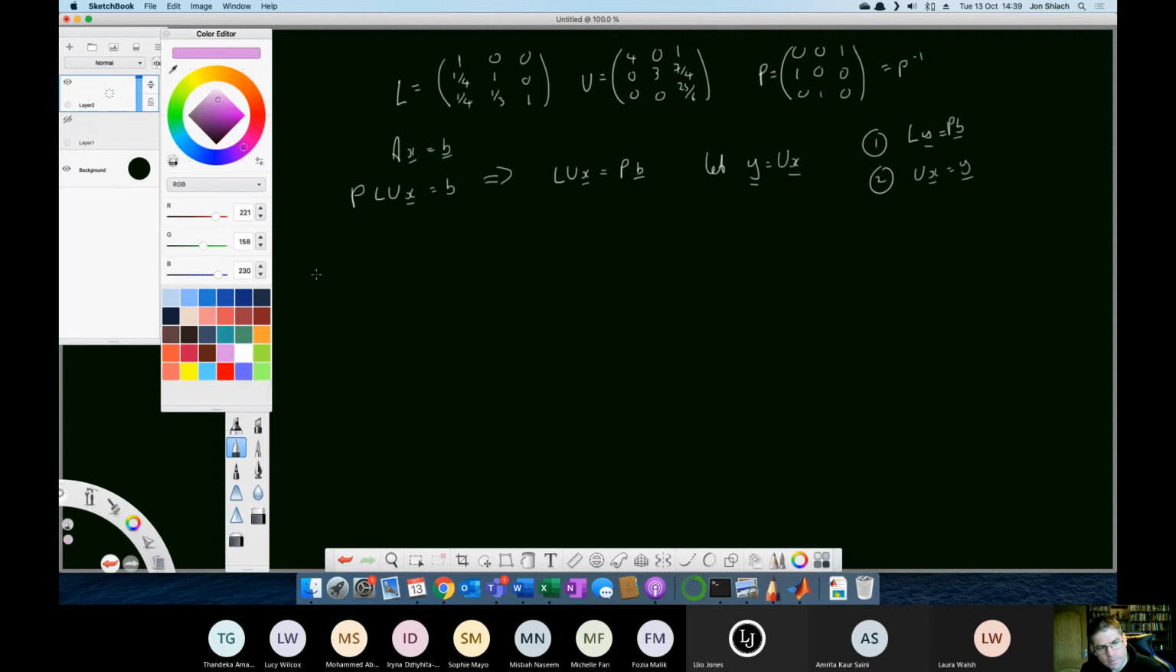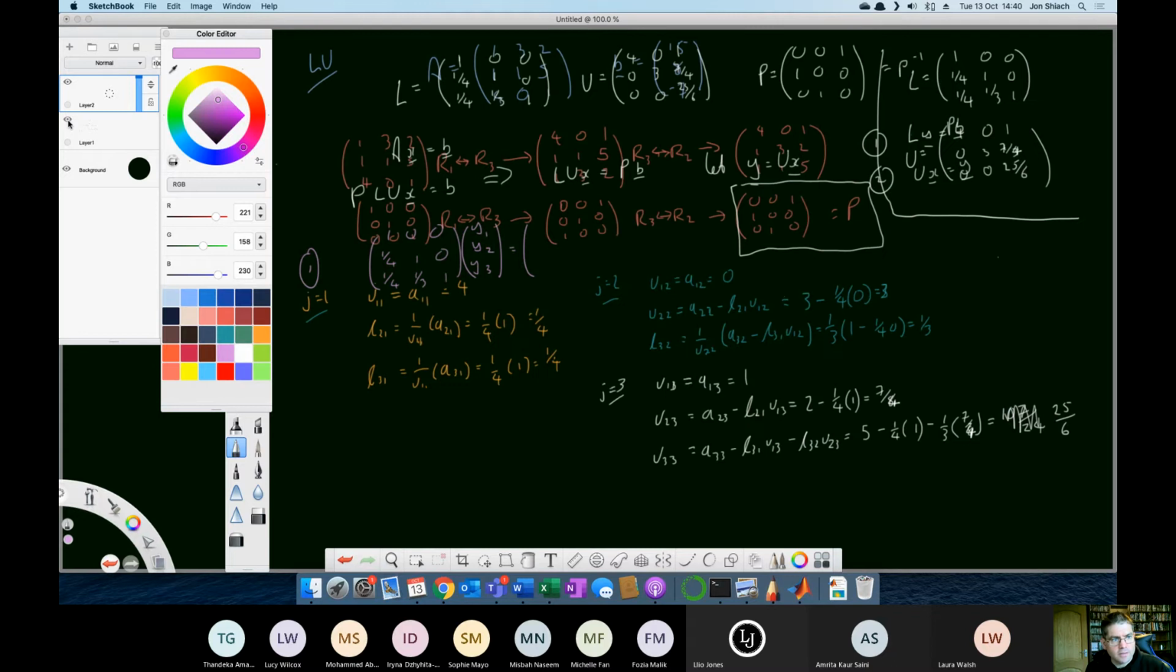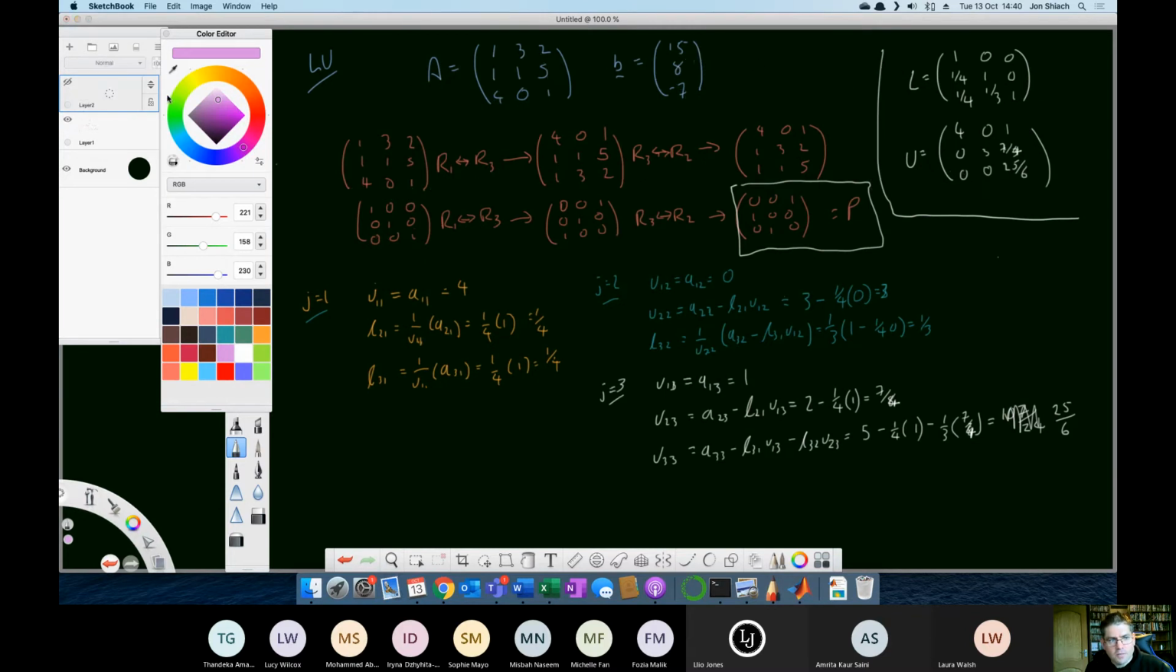Okay, so let's do the first step. So L times y equals PB. Well, PB is quite easy to calculate because for the first row you look at where the 1 is, and the 1 is in the third column, so that means we use the third value of B. And I don't quite recall what our third value was. So it's going to look very messy. I'm just going to put the second layer back on. So it's 15, 8, minus 7.